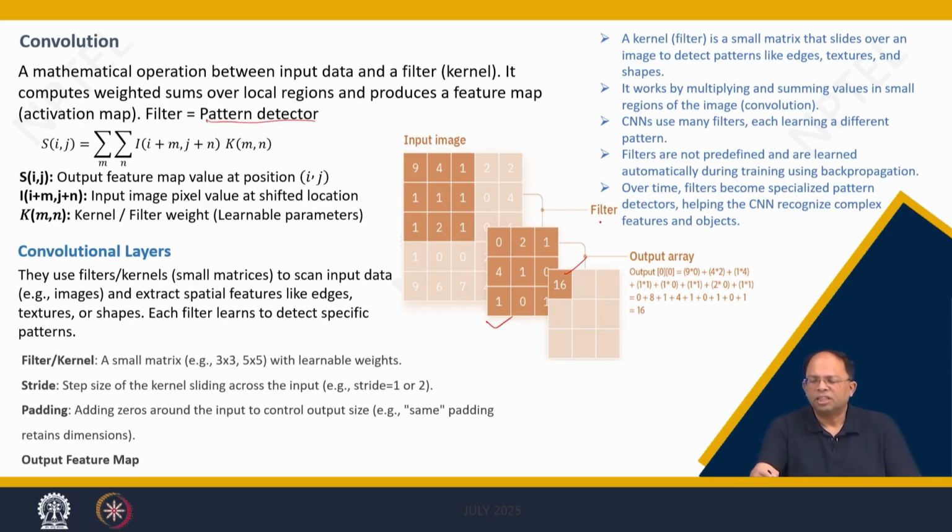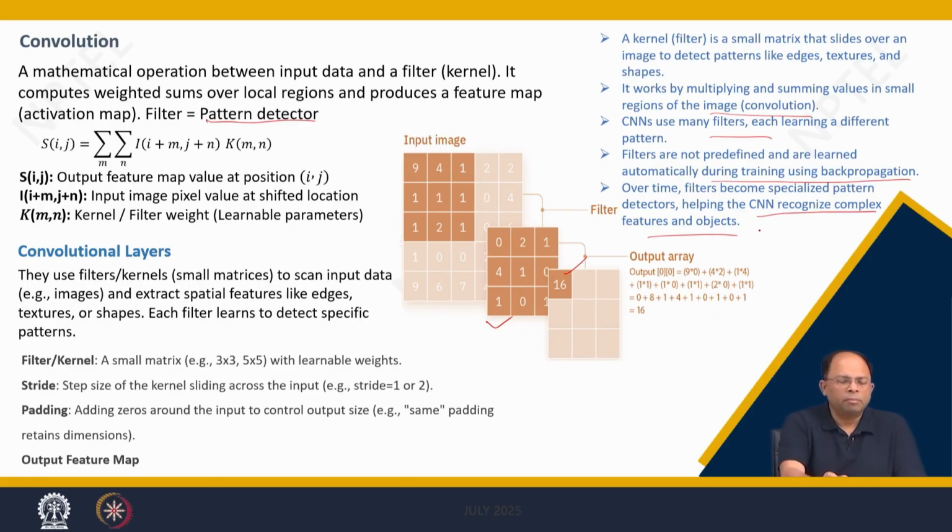So a kernel filter is a small matrix that slides over an image to detect patterns like edges, textures, and shapes. Each filter would be either for shape or for texture or for edge, not all of them together. It works by multiplying and summing values in small regions of the image, which is otherwise known as convolution. In CNNs you can use many filters, each learning a different pattern, and filters are not predefined; these are learned automatically during training using backpropagation. Over time filters become specialized pattern detectors, helping the CNN recognize complex features and objects.